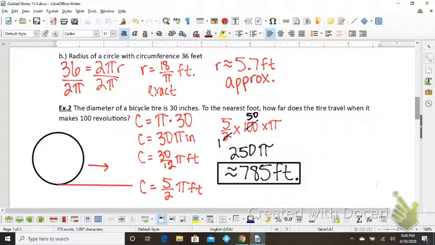You could have done it differently. You could have left it in inches the whole time and then converted to feet at the end, and you should have gotten the same answer. Okay, so we used the circumference for one revolution, multiplied it by 100 revolutions, rounded to the nearest foot. Okay, let's keep moving.